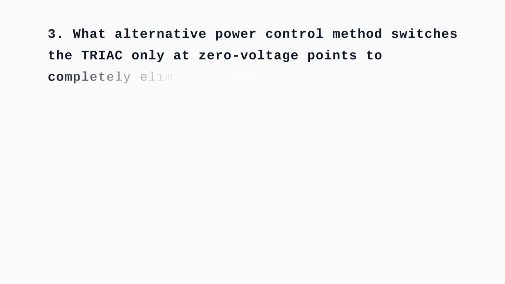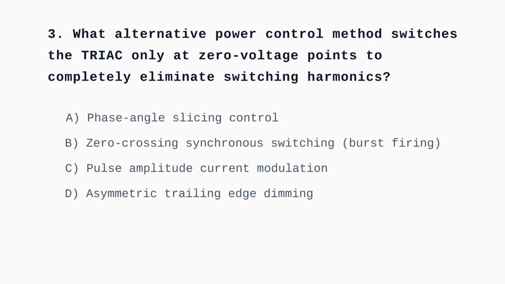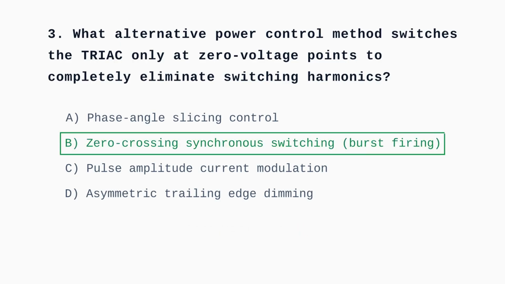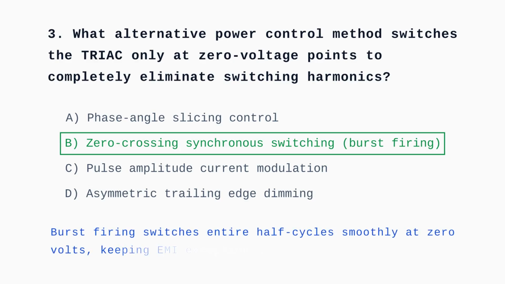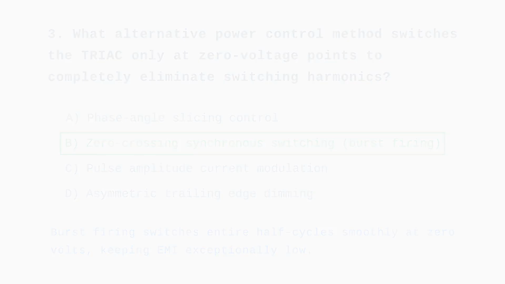Question 3. What alternative power control method switches the Triac only at 0 voltage points to completely eliminate switching harmonics? Zero-crossing synchronous switching, or burst firing, turns the device on and off exclusively when line voltage hits 0, completely eliminating sudden current spikes and switching noise.